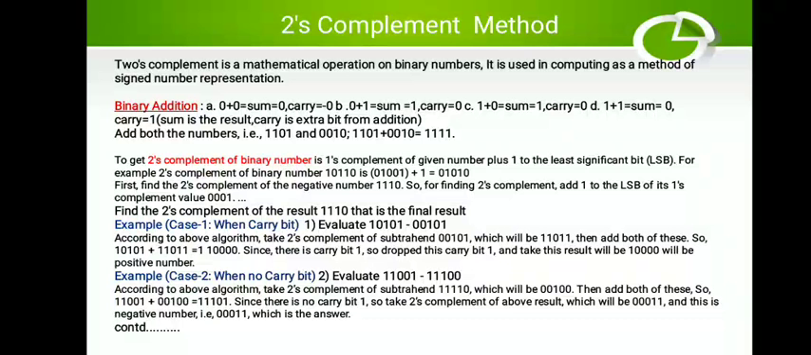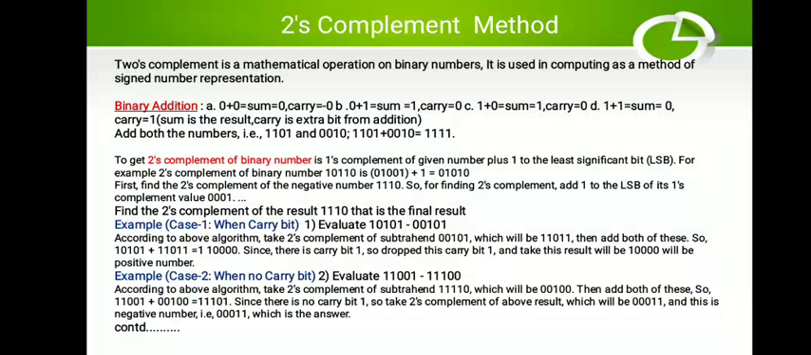The 2's complement method is basically used in sign magnitude representation of numbers, or basically when we deal with negative numbers, because we have to implement this using logic circuits, and for a computing device to understand this it becomes easier. It is used in mathematical operations on binary numbers, as well as in computing. Now let us see the binary addition.